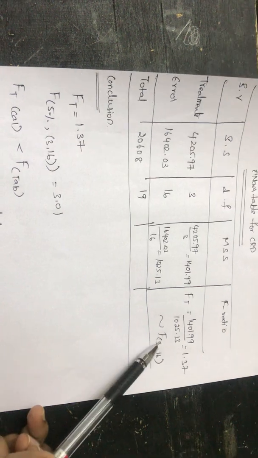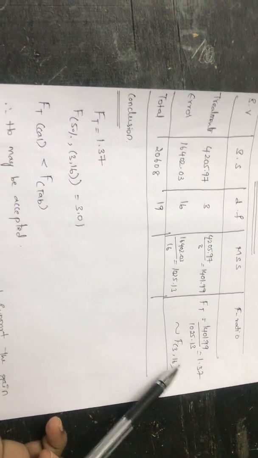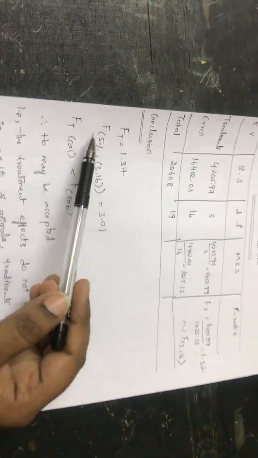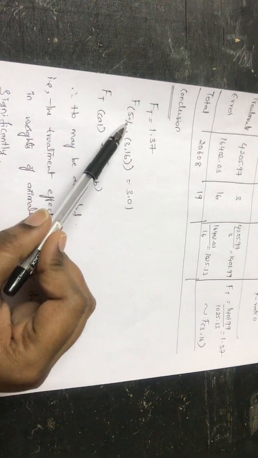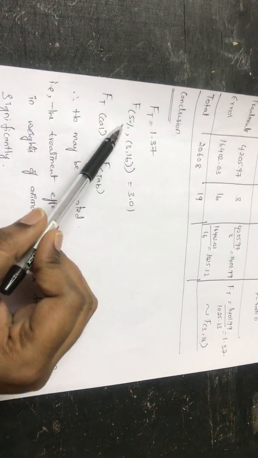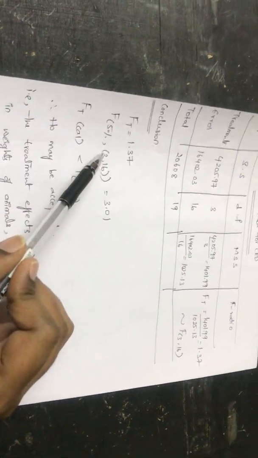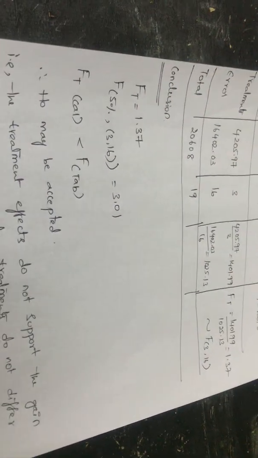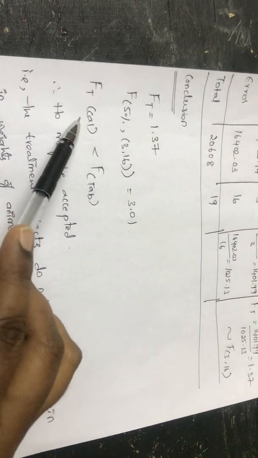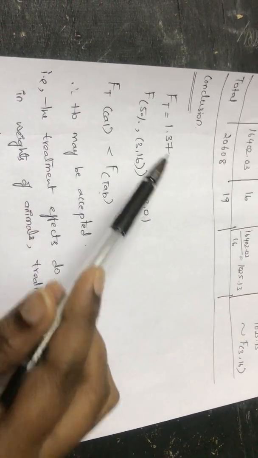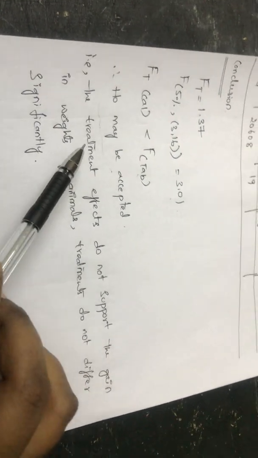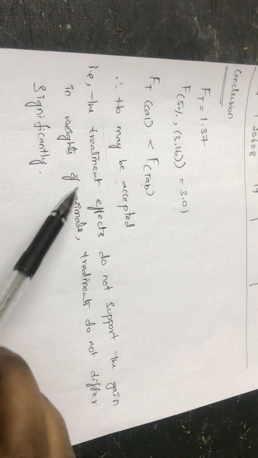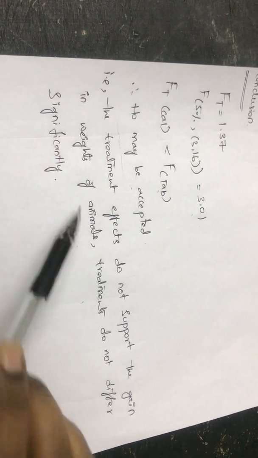So we have to take the table value from the F table at 3, 16 degrees of freedom. Here is the conclusion; we write a conclusion only for treatments. FT equal to 1.37. In the question they have not mentioned any level of significance, so we are taking 5% level of significance at 3, 16 degrees of freedom. That table value is 3.01. The calculated value is less than the table value. Therefore H naught may be accepted. That is, the treatment effects do not support the gain in the weights of animals. Treatments do not differ significantly.